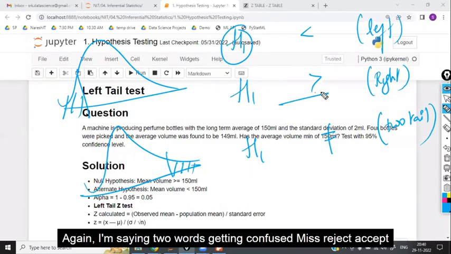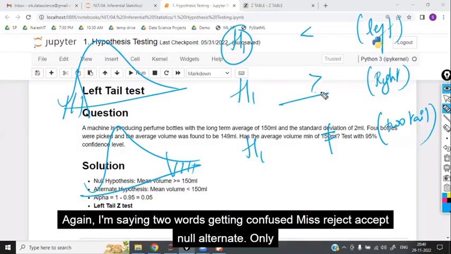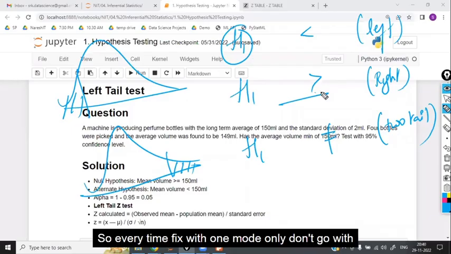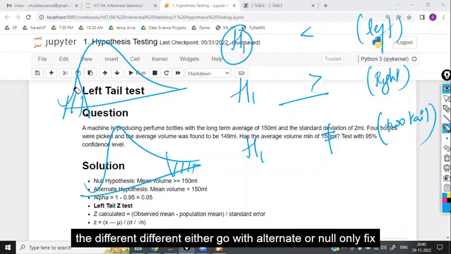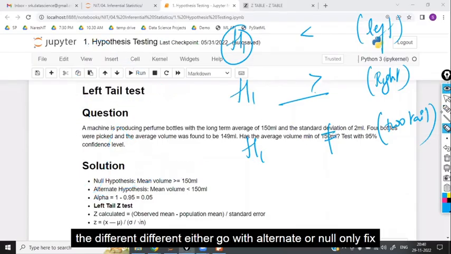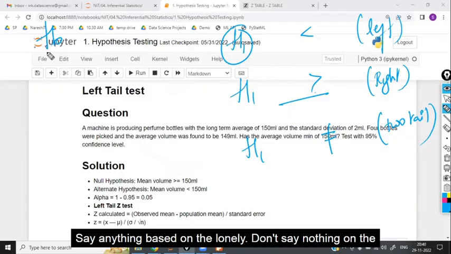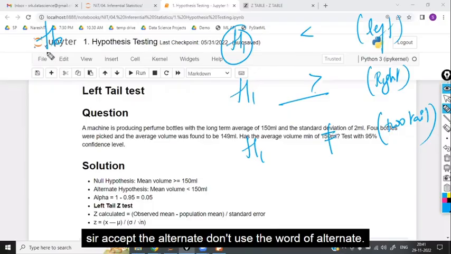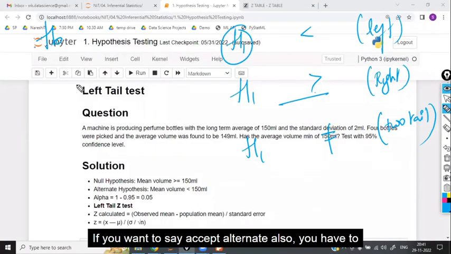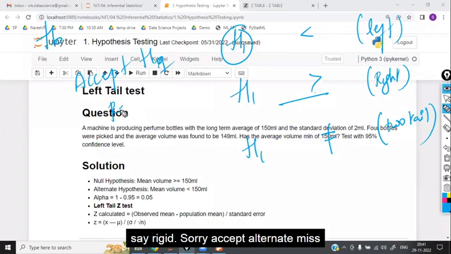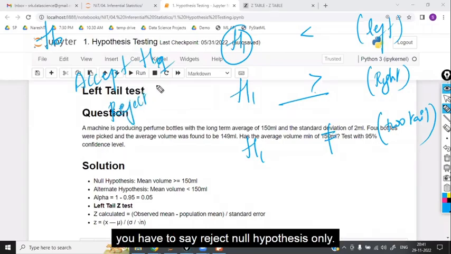Again, I am saying, you get confused with the words: reject, accept, null, alternate. Only two words are there. So every time, fix with one word only. Either go with alternate or null. Fix always with null. Say everything based on the null only. Don't say, sir, accept the alternate. Don't use the word alternate. If you want to say accept alternate, you have to say reject null hypothesis only.